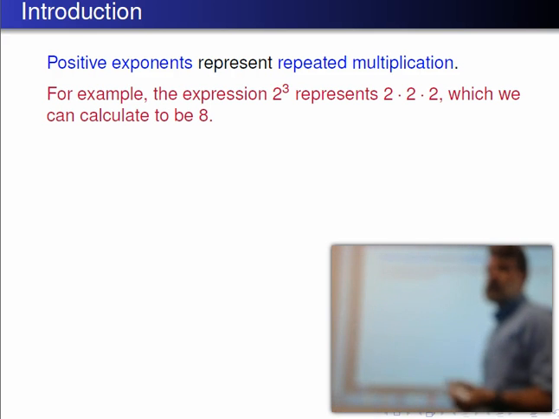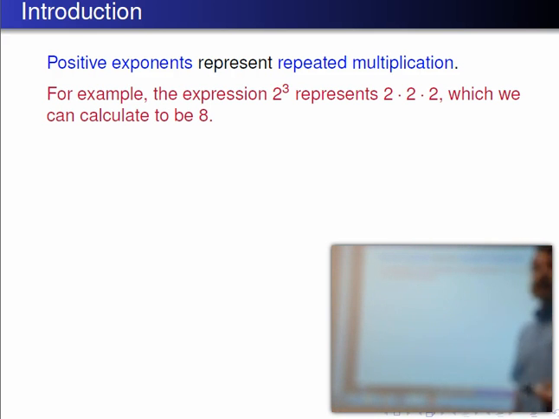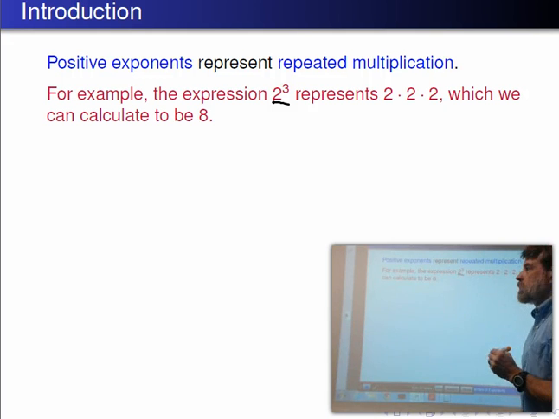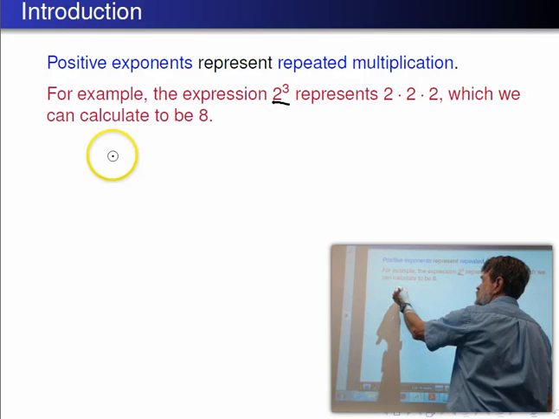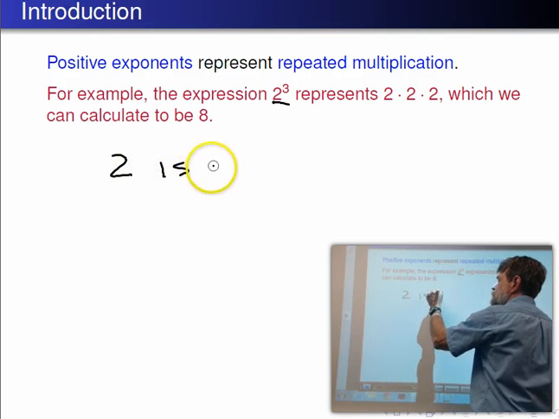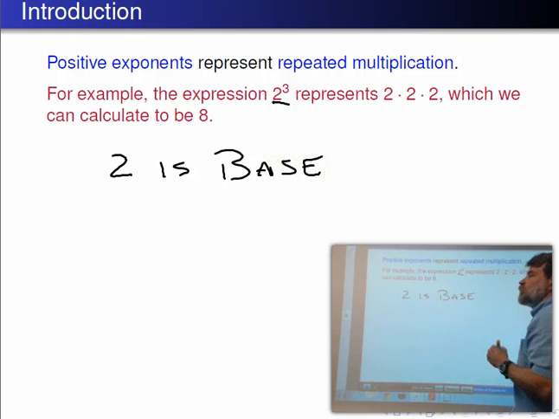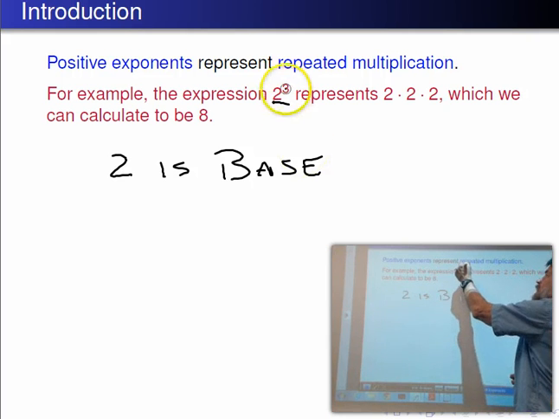All right, looking at definitions and examples of exponents. Let's say we want to multiply a quantity by itself a repeated number of times. In this case, we want to multiply the number 2 by itself. Okay? The number that you want to multiply by itself is the base. So 2 is the base here. How many times do we want to multiply it by itself? Well, we want to multiply it by itself 3 times.